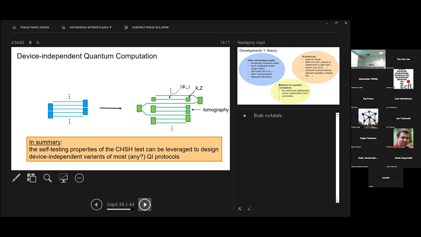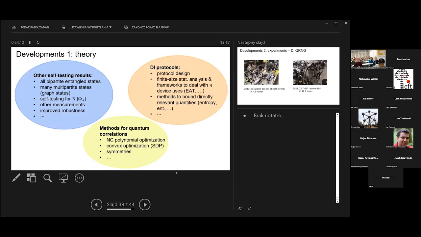So what people have been doing since, well, let me tell you very briefly. On the theory side, people have been able to derive many other self-testing results. So I told you that using CHSH, you can self-test the singlet state, sigma x and sigma z measurements, but actually you can self-test any bipartite entangled state, many multipartite states like graph states, W states. You can certify other classes of measurements. People have been trying to derive self-testing results which are really robust to noise. And you have here one of the world experts in that field, Remik Augusiak, and his student Shubhayan Sarkar is going to defend his thesis precisely on this subject this afternoon.